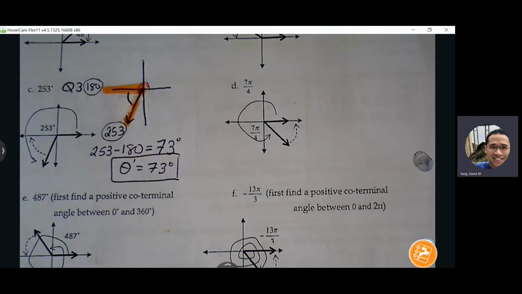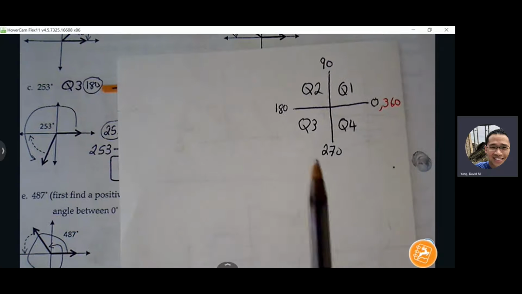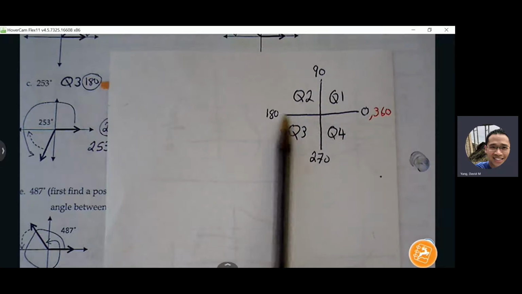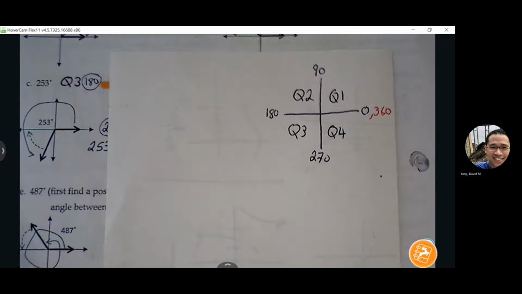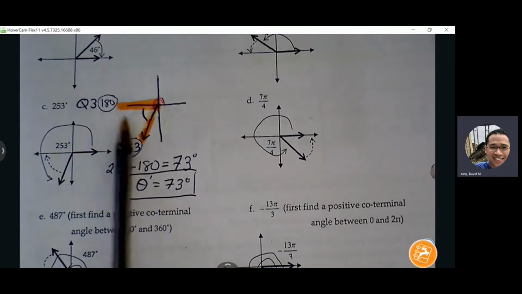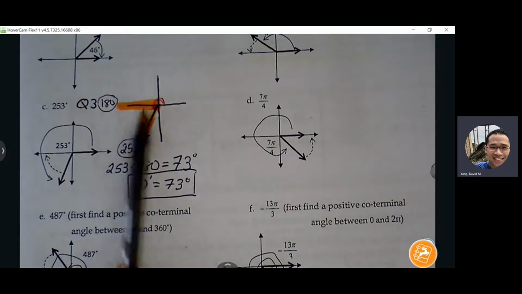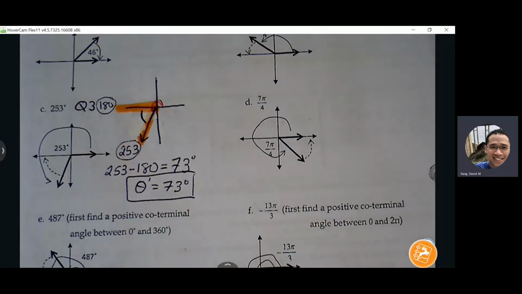Okay, how to get a 180? So the 180 is the x-axis on the left side. Anything that is right here is considered the 180 degree mark. So I need to find the closest x-axis, which is here. We know that this side is 180, this is 253, and then we're just going to subtract those two.